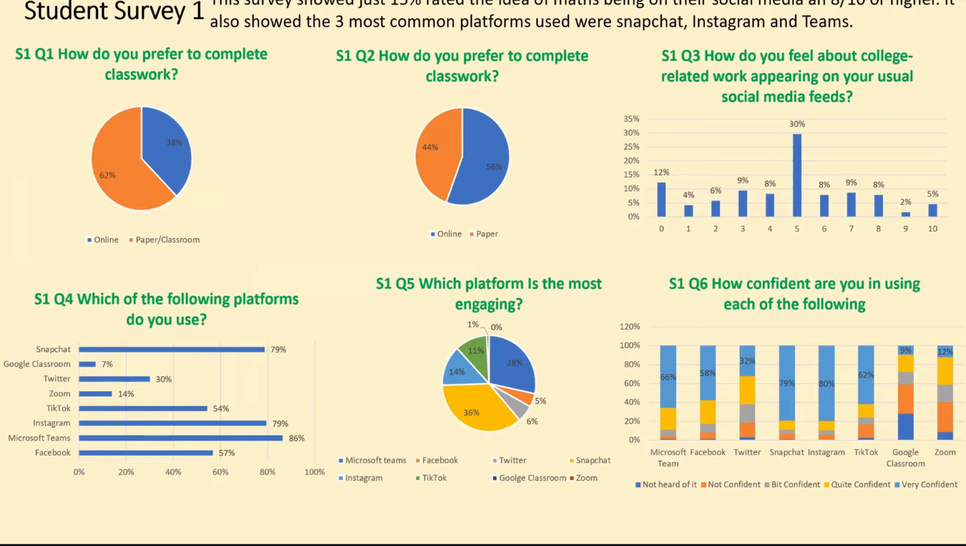At the outset, we surveyed the 243 students across the 7 colleges who were taking part in the research. This research showed just 15% rated the idea of maths being on their social media an 8 out of 10 or higher. It also showed the 3 most common platforms used were Snapchat, Instagram, and Teams.